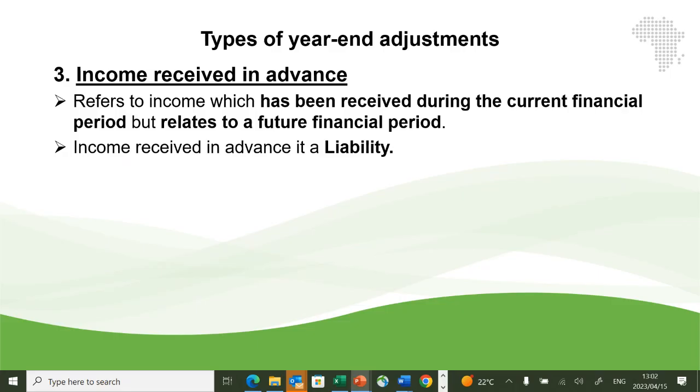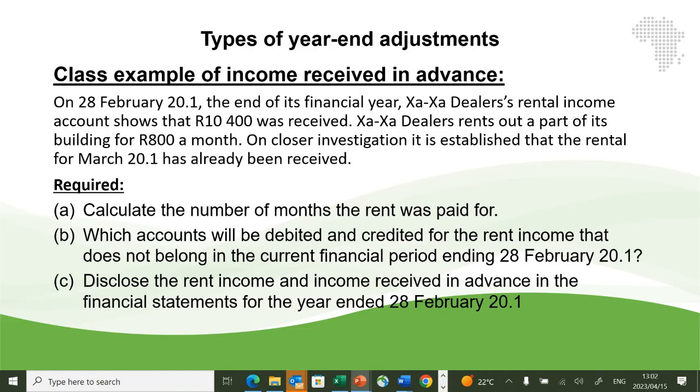Income received in advance refers to income which has been received during the financial period, but it relates to a future financial period. So as a business, we've received this money that we have not yet earned. Which means whoever paid this money can still come back and say, I want my money back, and we'll have to pay them. That's why income received in advance is a liability for the business. We owe that person who gave us that income that we have not yet earned. So it's very important to know that income received in advance is a liability.